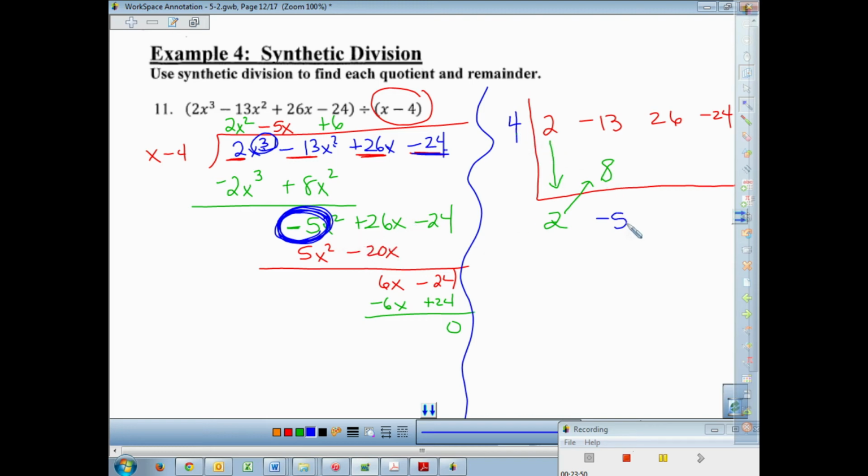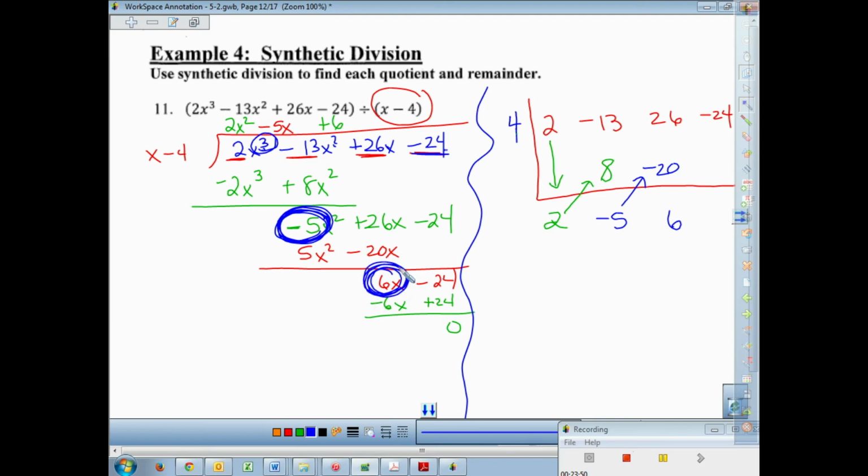Then we do a multiply trick again. 4 times negative 5 is how much? That goes right in here. Whatever you get, it just goes back in there. Negative 20. Cool? Then you add these together. What's 26 and a negative 20? Positive 6. Time out. Isn't that what this turned out to be right here?